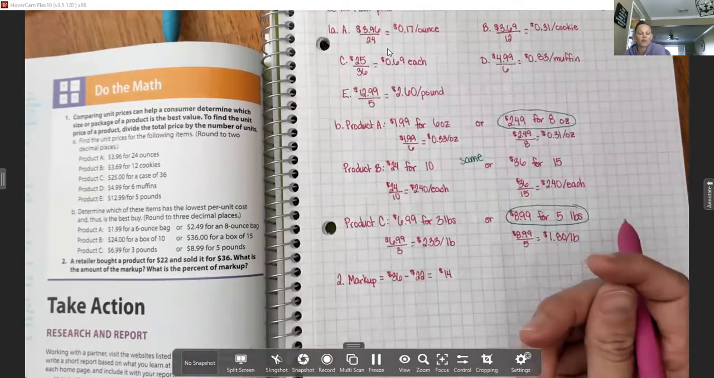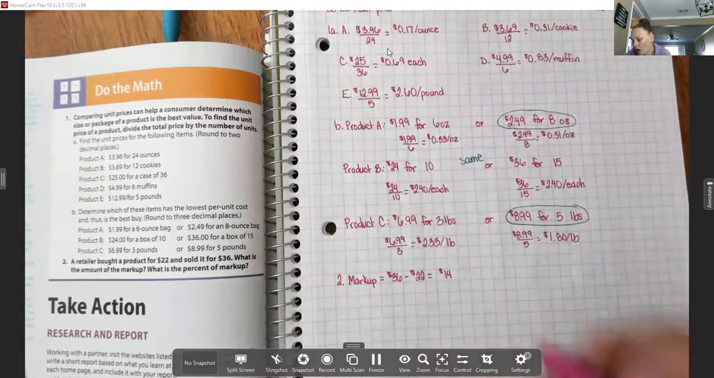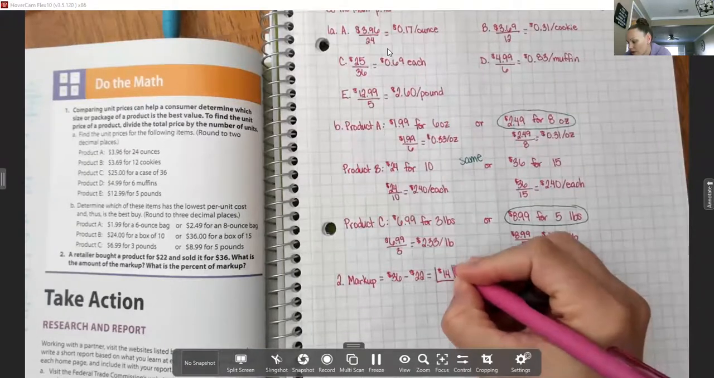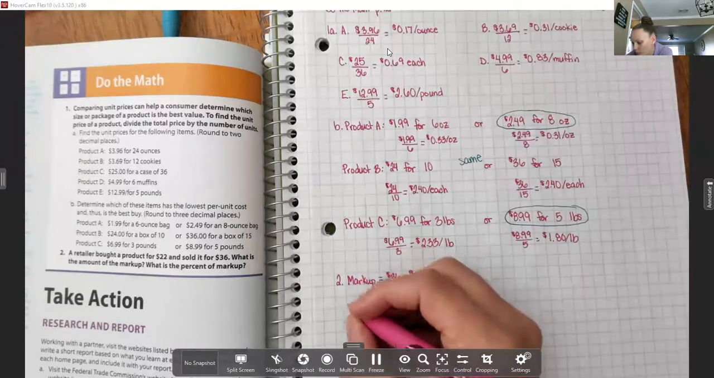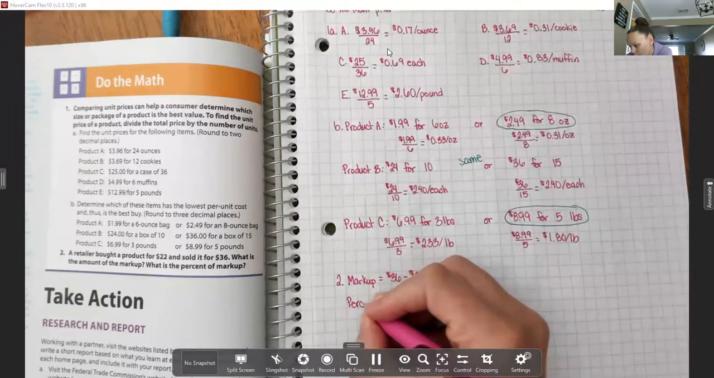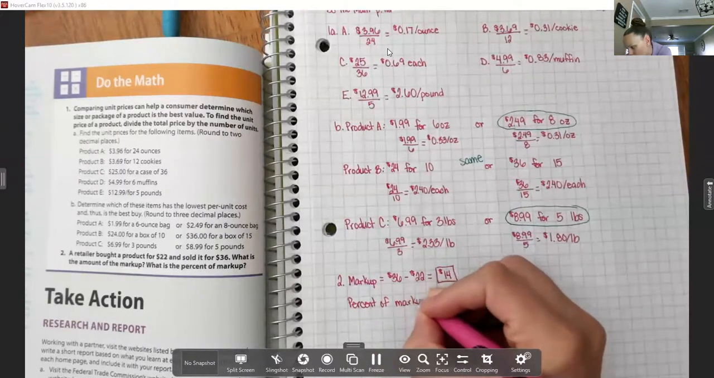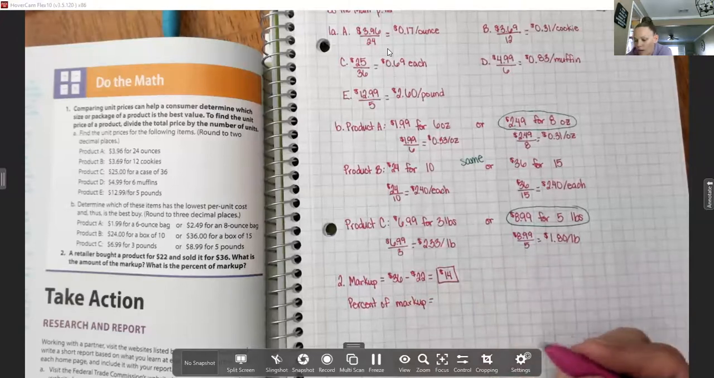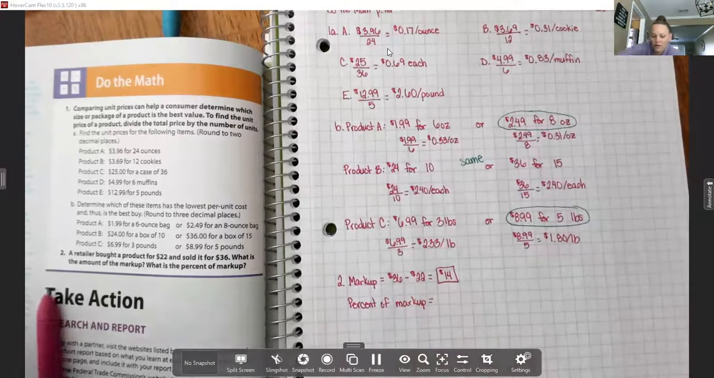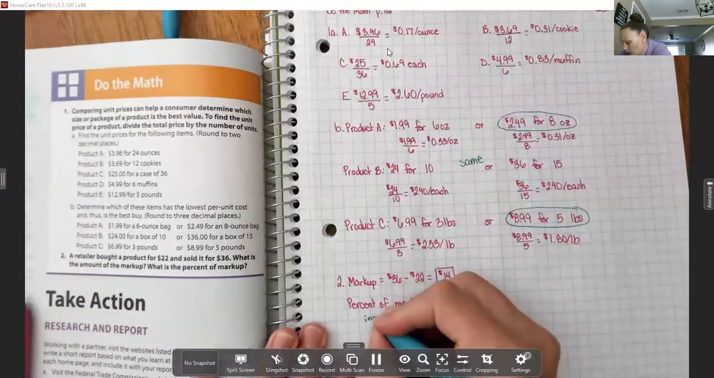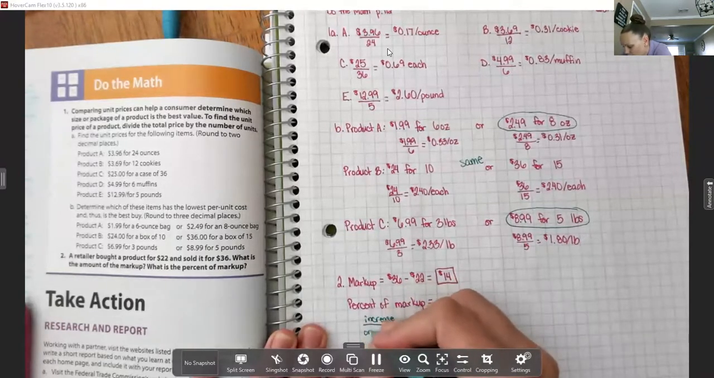A lot of the times though, they want to know what percent the markup is. So this is the dollar amount. You want to be careful depending on what the problem is asking. And then the percent of the markup is the increase. So I'll write how we do it. It's the increase divided by the original price.